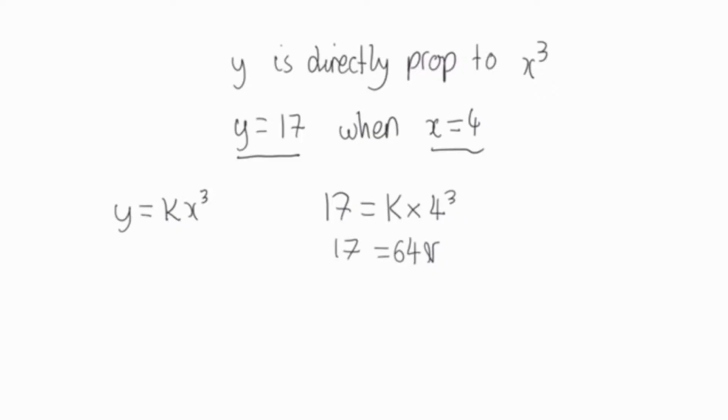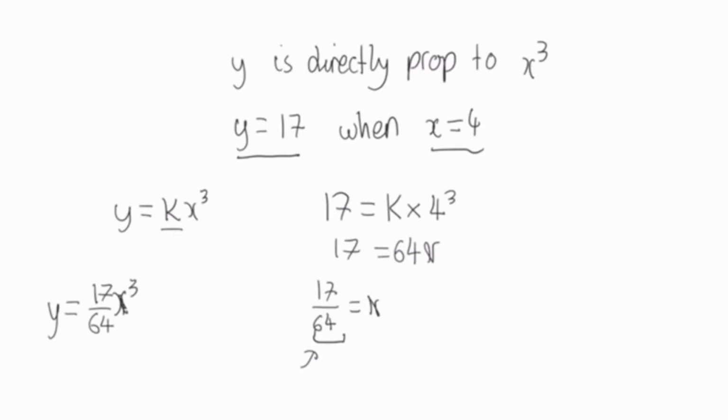So we can divide both sides by 64, and we get k is equal to 17 over 64. So now we can just write our final equation, which is y equals 17 over 64 x cubed. So we're just replacing k with this, and that will be our final answer.